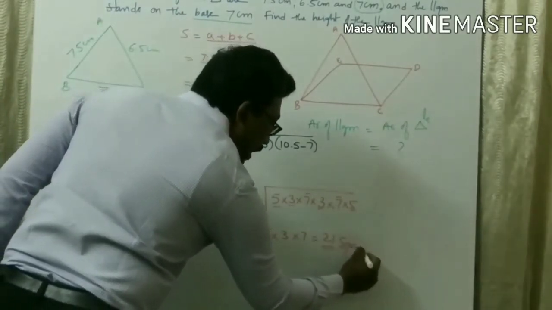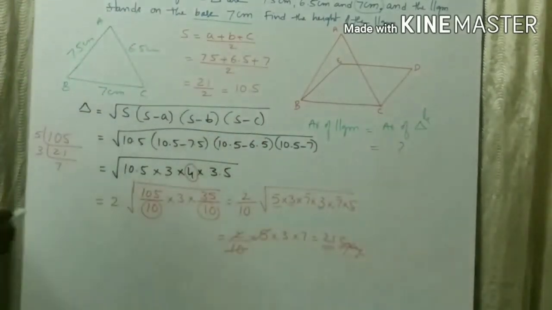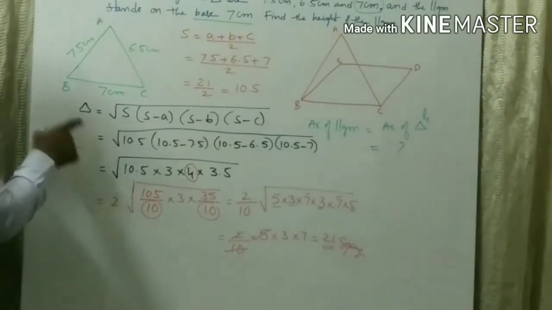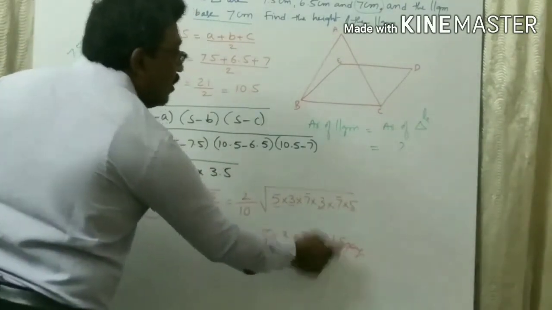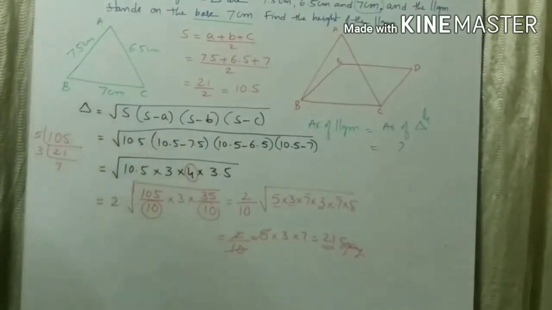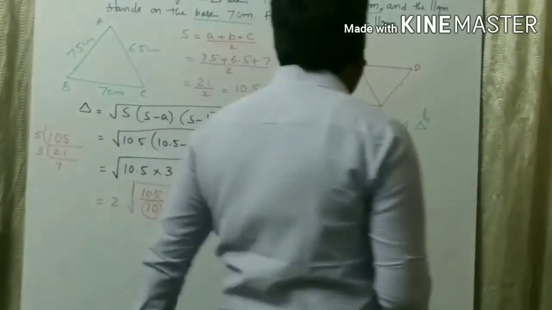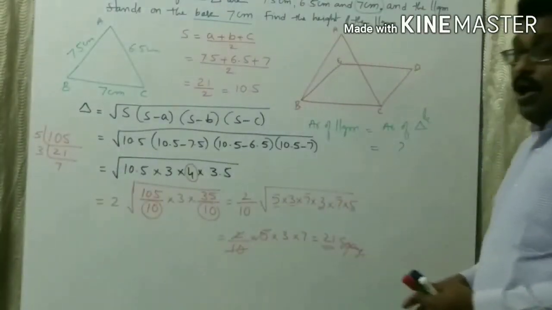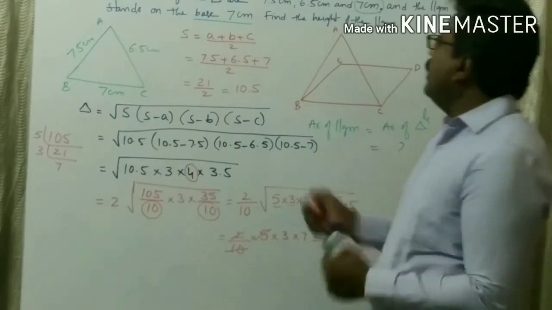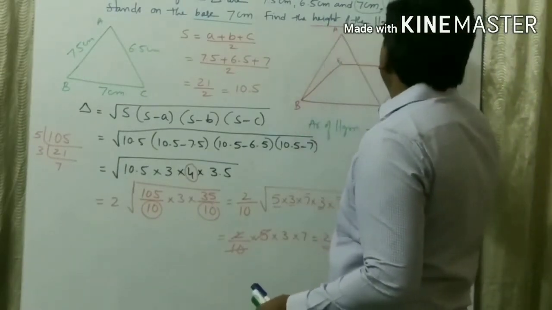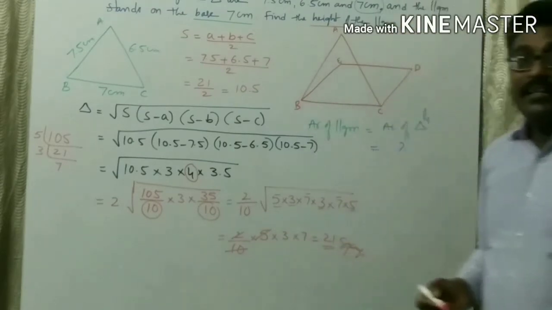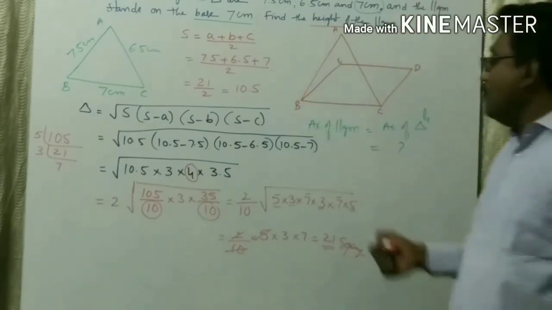21 square centimeters. So what is the area of triangle you got? 21 square centimeters. He did not ask you what is the area of triangle. What he asked? Find the height of the parallelogram.